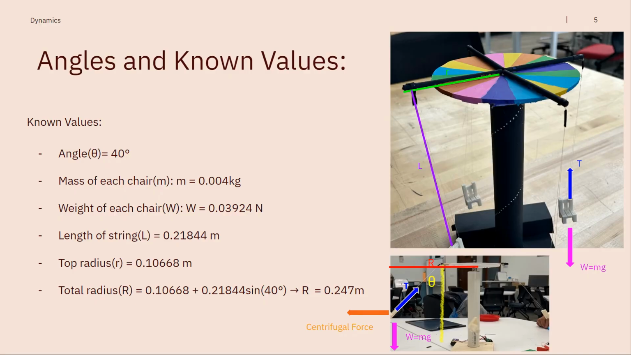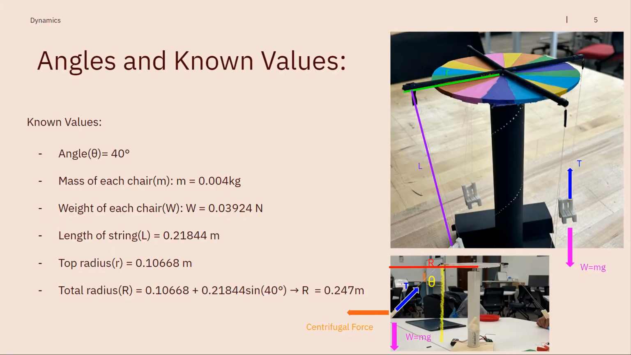And then we needed to find the weight of each chair. And by doing this, we used our equation W equals mass times gravity. And by doing that, we ended up finding our weight to be 0.03924 newtons.